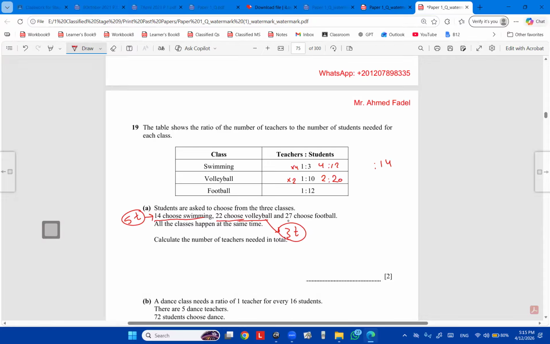But for the football, they said 27. If you double it, I need two teachers for 24 students. But they said 27, so I need the third teacher as well. So it's going to be three teachers for the football. Two teachers cover only 24 students, but I need 27 students, so I need the third teacher. So calculate the number of teachers needed in total: 5 plus 3 plus 3, which is 11 teachers.